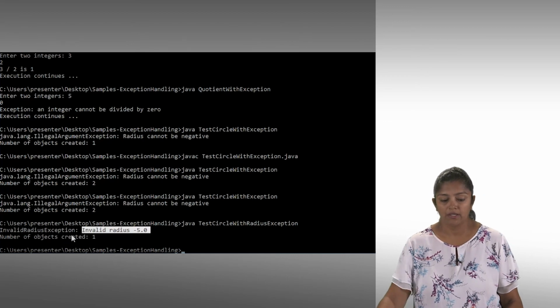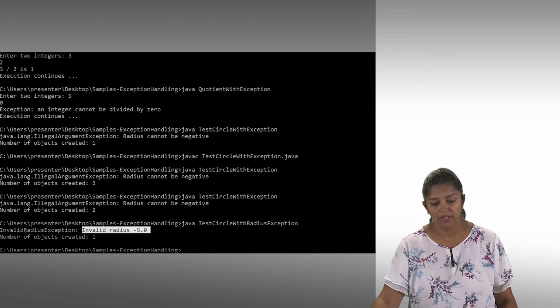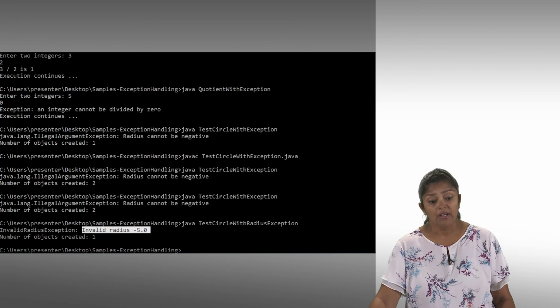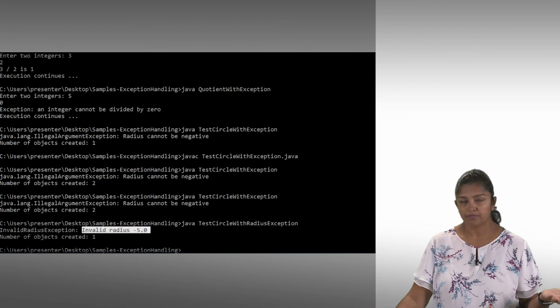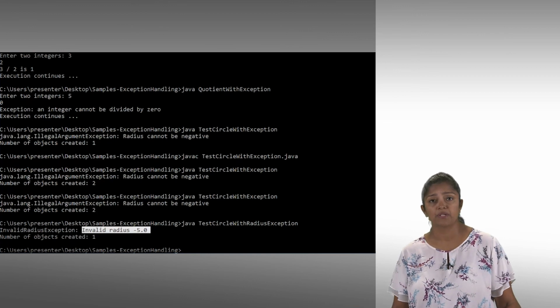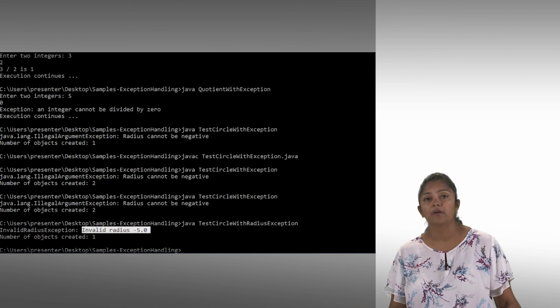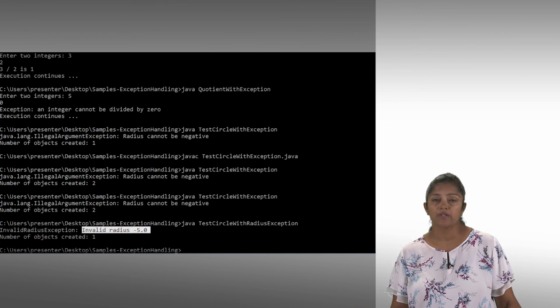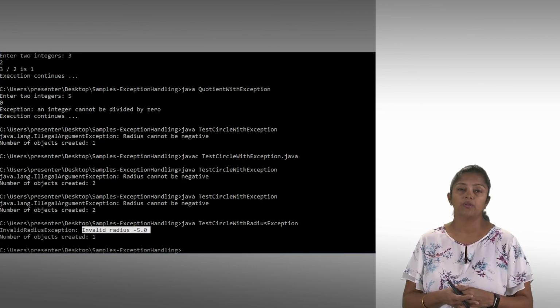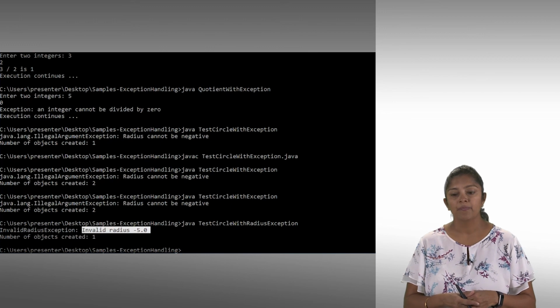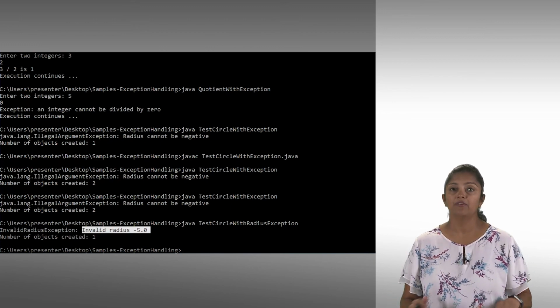Again, like I said, custom classes are created only when it's really needed, when none of the existing exception classes in the API fit the purpose, or if there's some additional information that you want to store in the exception object. That's when you would create a custom class. So that's all I have on exception handling.